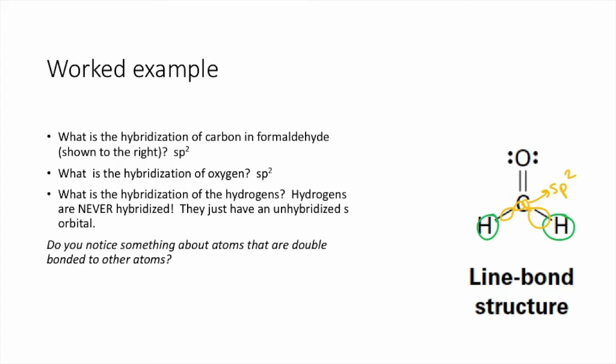And then we have the bonds with oxygen. It's a double bond, which means it has a sigma bond plus a pi bond. So the sigma bond portion of the double bond is formed by overlapping that third and final sp2 orbital with an orbital from oxygen. And then the double bond, the pi bond, uses the unhybridized p orbital on carbon to overlap with oxygen. So oxygen's also double bonded, so it's going to be sp2 hybridized.